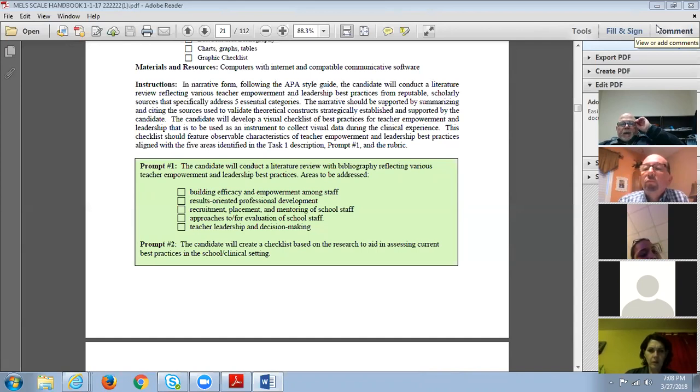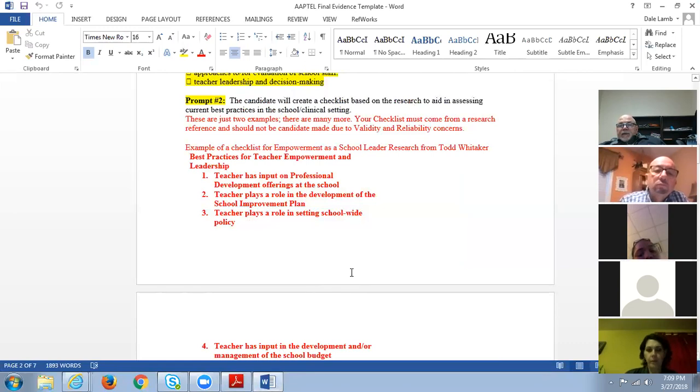Just to remind them again, it says clearly here, teacher empowerment and leadership best practice. Teacher empowerment is in your classroom, empowerment as a classroom leader. Leadership best practices is empowerment as a school-wide leader. I have an example of both of those in the APTEL template. The first one is from Todd Whitaker. This is empowerment as a school leader.